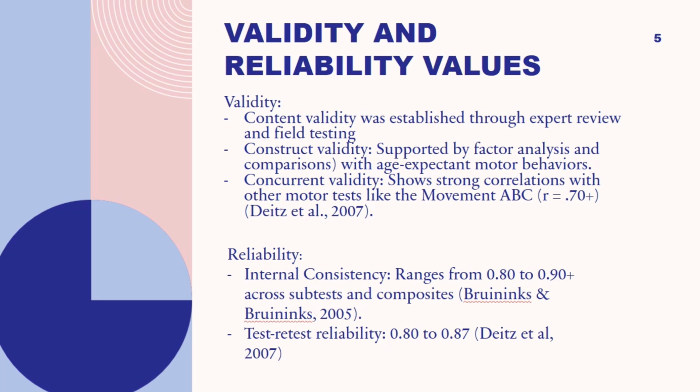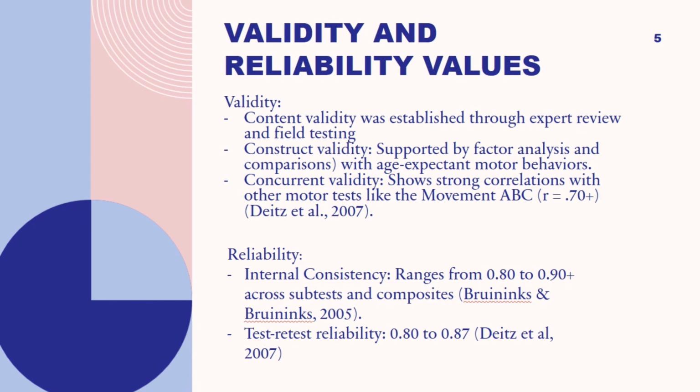Validity and reliability values. I had to find some validity and reliability values for the BOT-2 just to make sure that it wasn't some random test. For validity, the content validity was established through expert review and field testing. Construct validity was supported by factor analysis and comparisons with age-expected motor behaviors. The concurrent validity shows strong correlations with other motor tests like the Movement ABC, with an r value of 0.7 plus, and this was mentioned by Dietz et al.